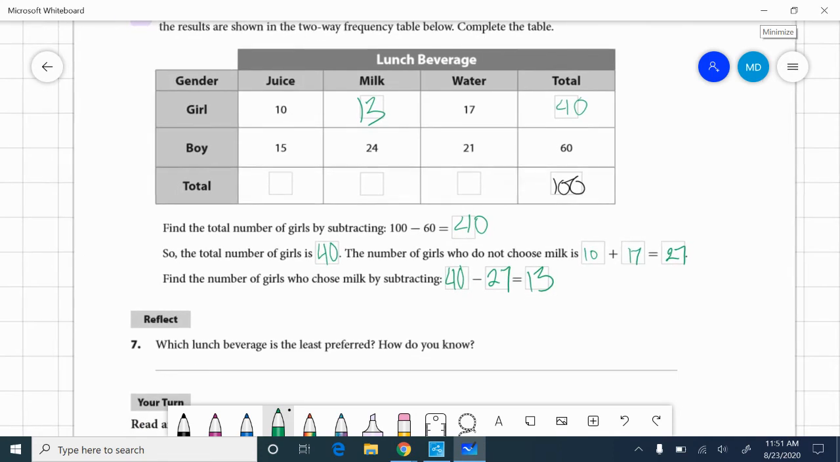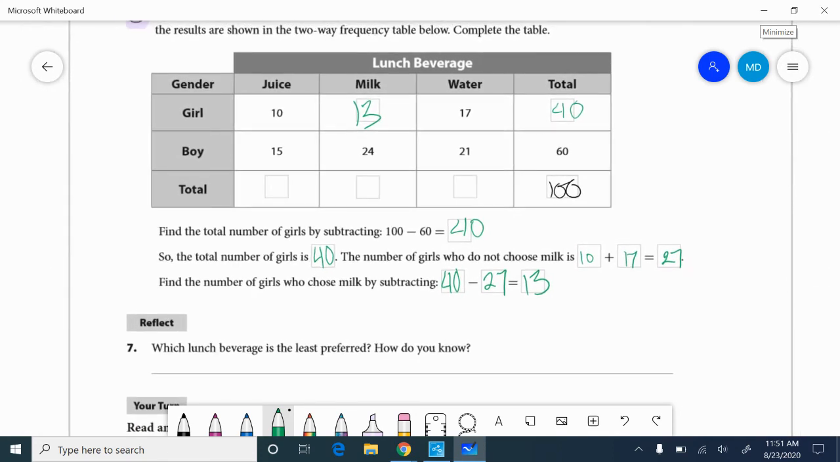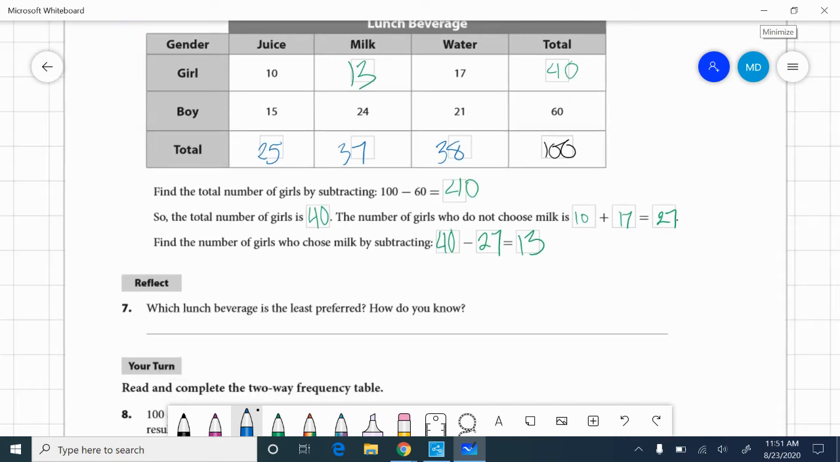Okay, now we can get these totals. We don't have to work backwards in any way. Remember, totals are just adding the sums of the row or the column. So 10 and 15 adds to 25. 13 and 24 adds to 37. 17 and 21 adds to 38. We have our table filled in.